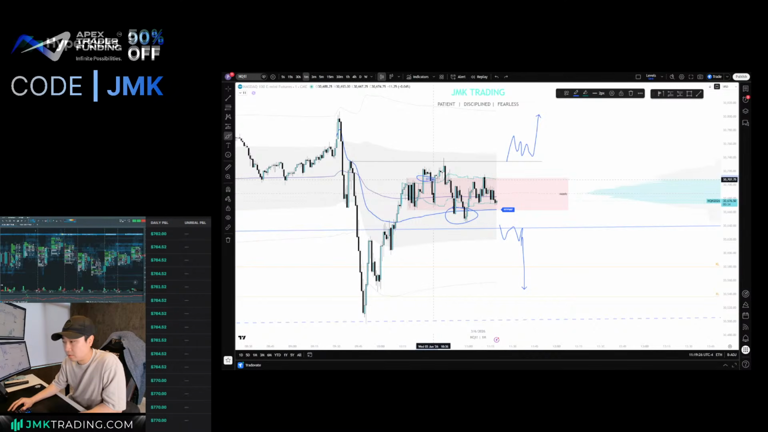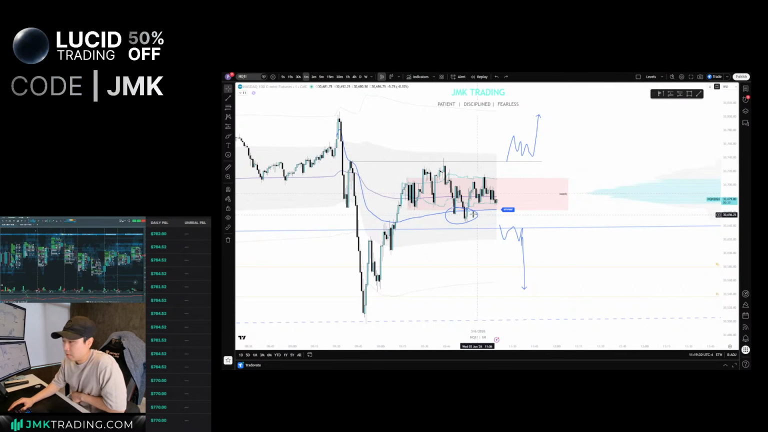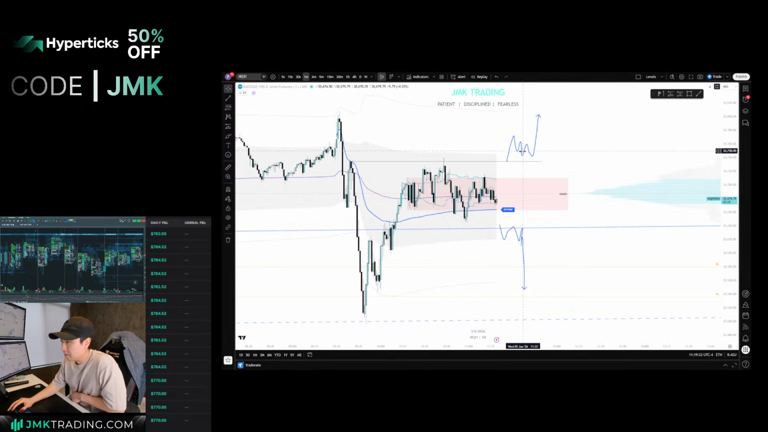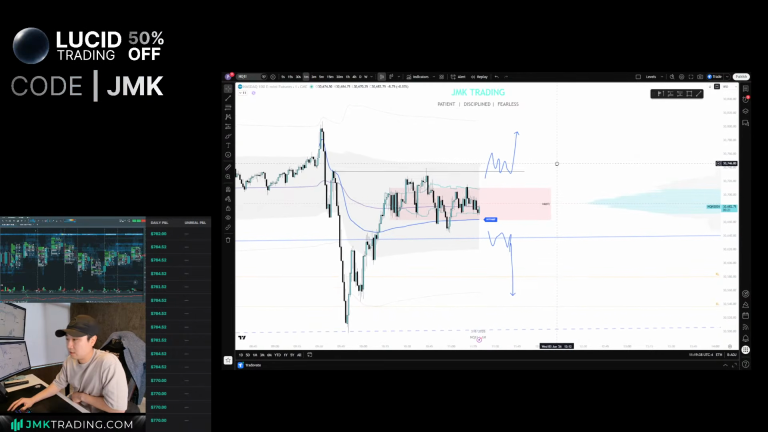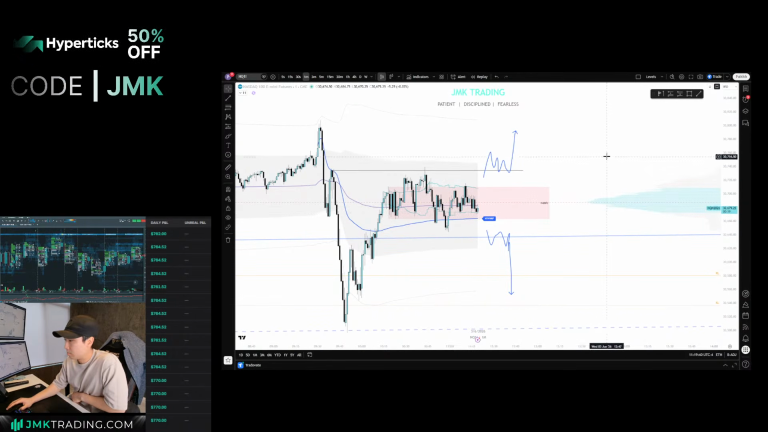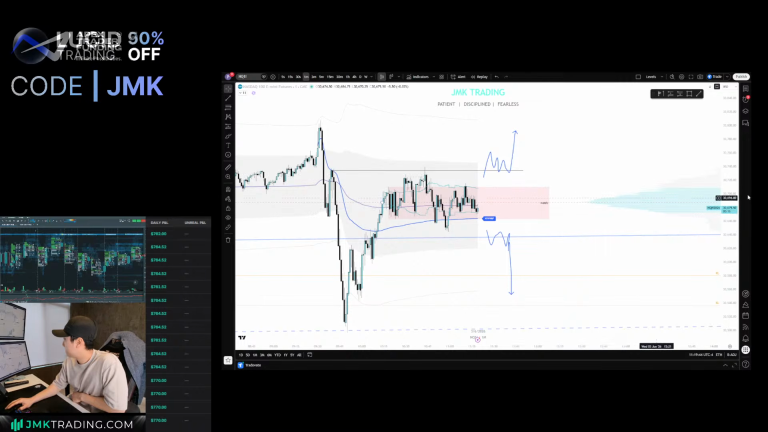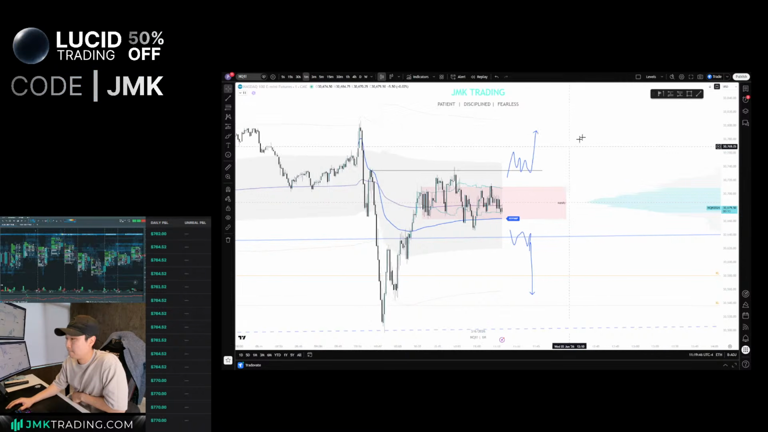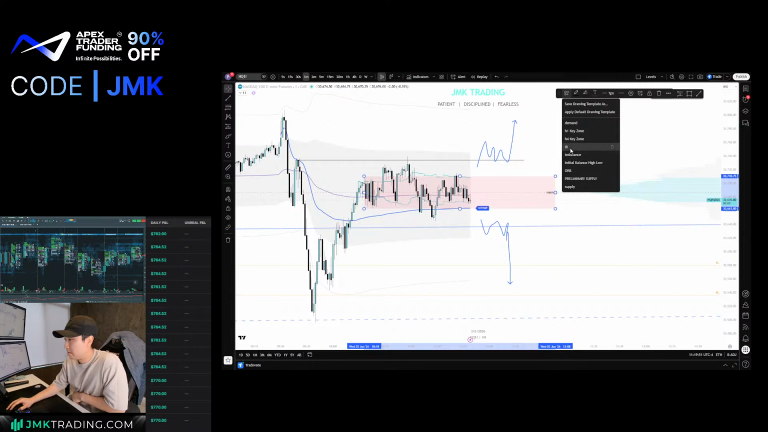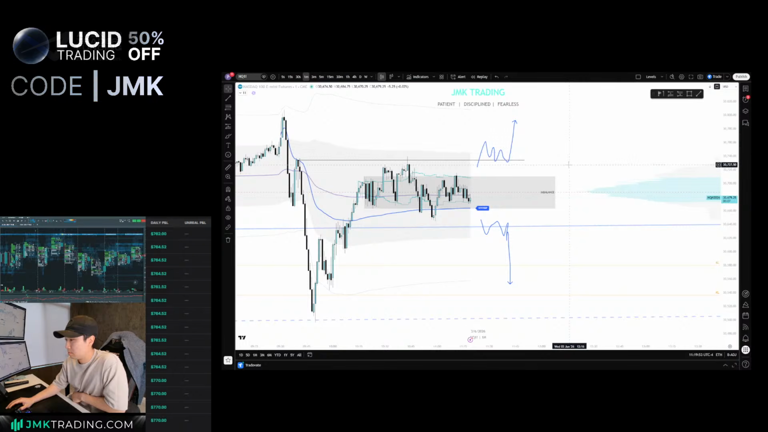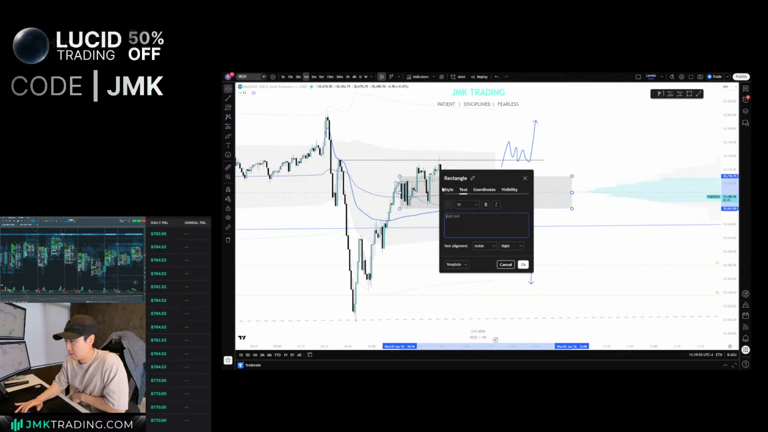Like it tries to hold it here. You see all those wicks. I would just say it's riskier. I do think this is the cleaner shorts, cleaner longs. There's higher confluence. I want this gray. Technically not an imbalance though.